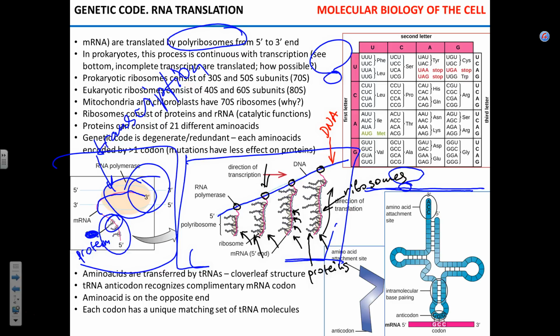This continuous process of transcription and translation can happen only in prokaryotes, but not in eukaryotes. What's the problem? No, it's not about energy. Think about the fundamental difference between pro- and eukaryotes. Okay, nucleus. So which of them has it? Prokaryotes don't.